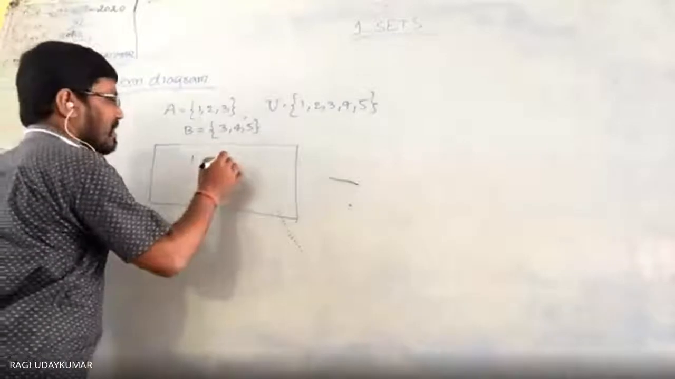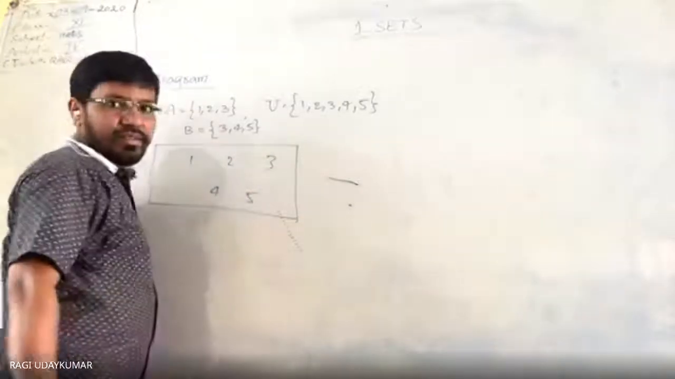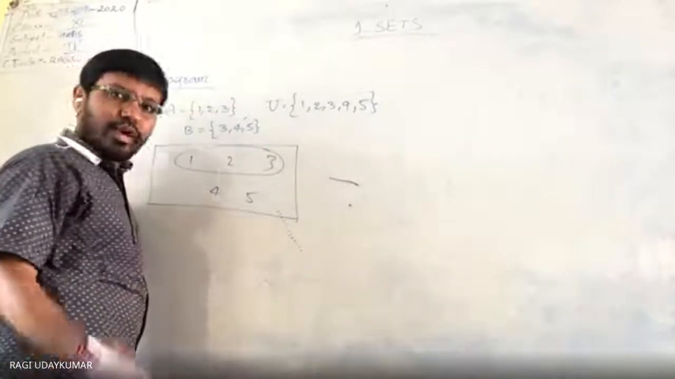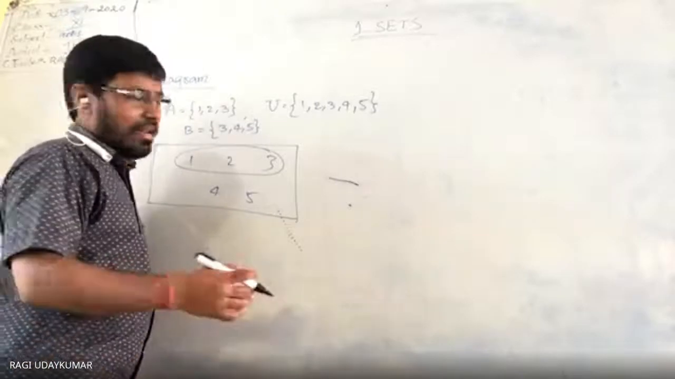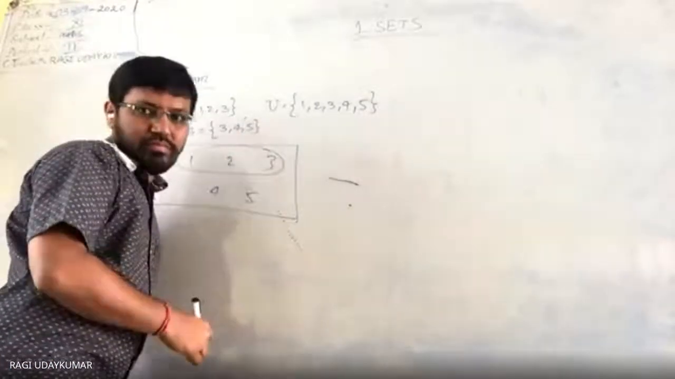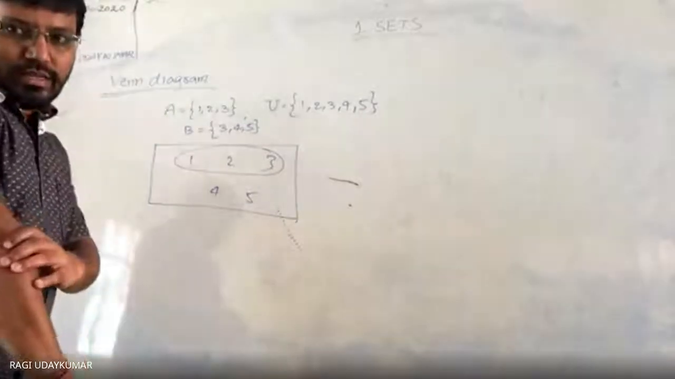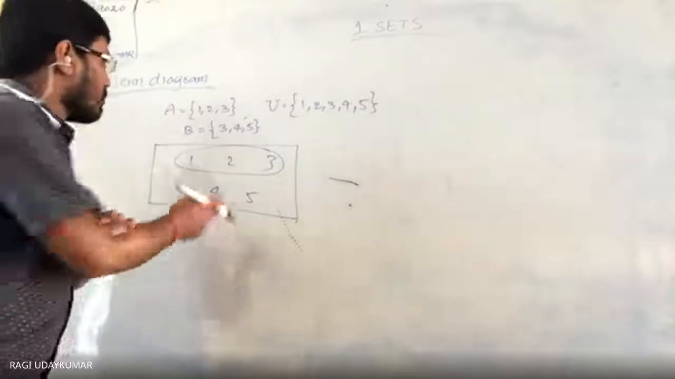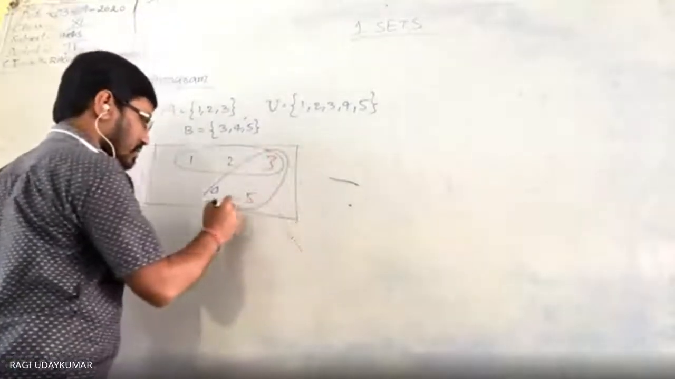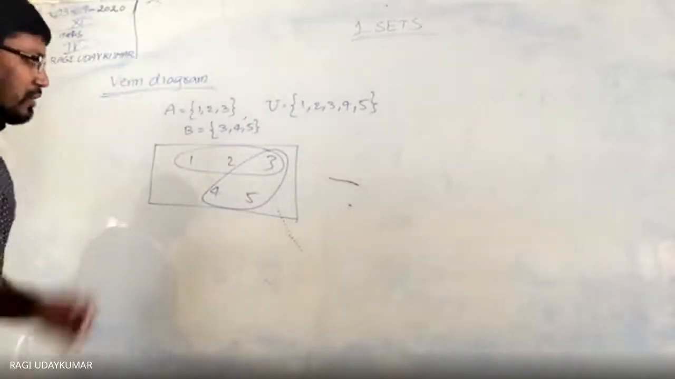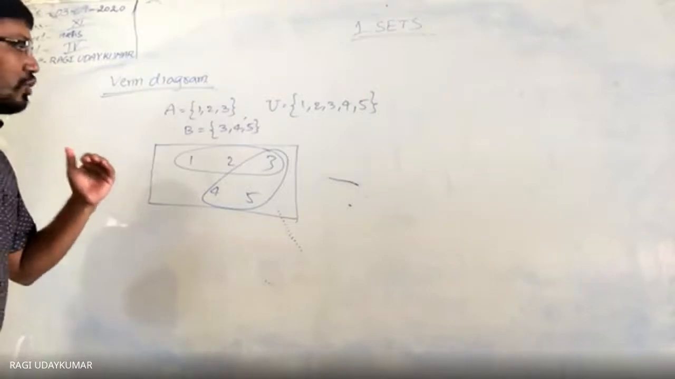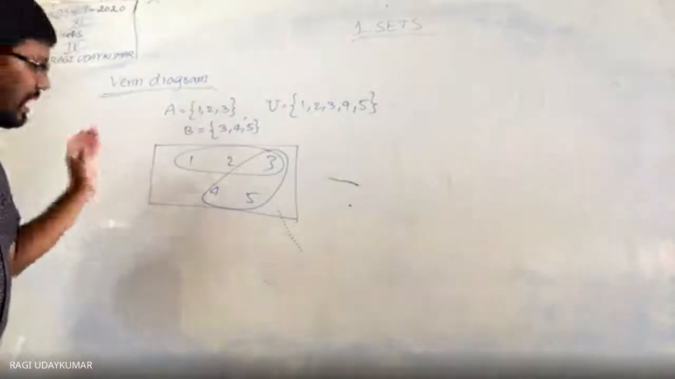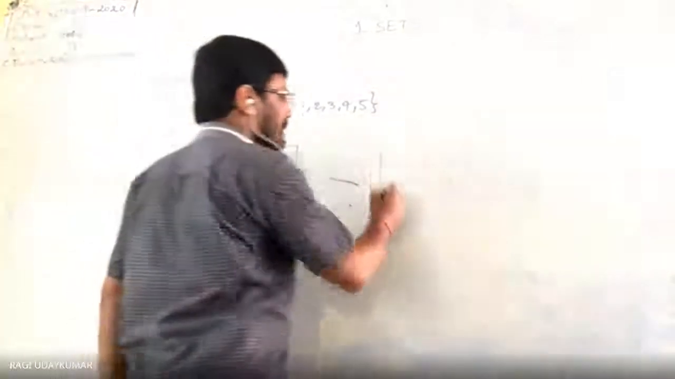Suppose I take 1 here, 2 here, 3 here, 4 here, 5 here. If you want to write the set A, you can use circles like this, but closed ones are better. Usually, to represent sets, we use ovals or circles. Now set B, 3, 4, 5, like this. But this does not usually look nice, so we write it in another way.